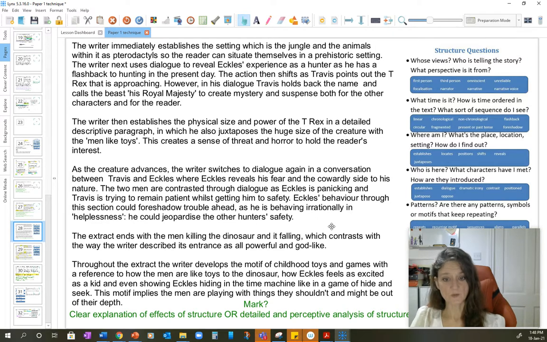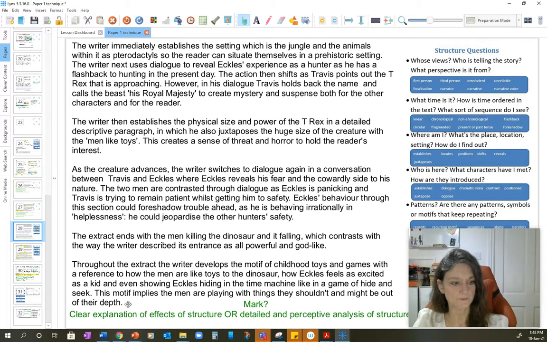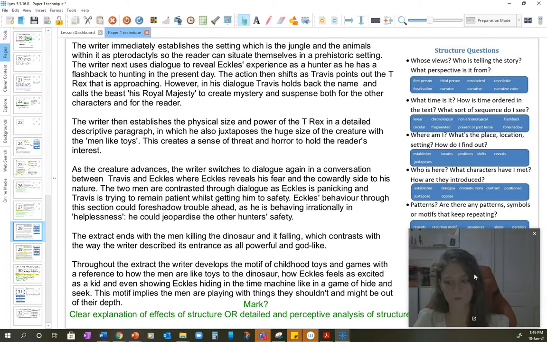The extract ends with the men killing the dinosaur and it falling, which contrasts with the way the writer described its entrance as all-powerful and godlike. Throughout the extract, the writer develops the motif of childhood toys and games with a reference to how the men are like toys to the dinosaur, how Eccles feels as excited as a kid. Even showing Eccles hiding in the time machine like in a game of hide and seek. The motif implies the men are playing with things they shouldn't and might be out of their depth. So, is it clear or is it perceptive?